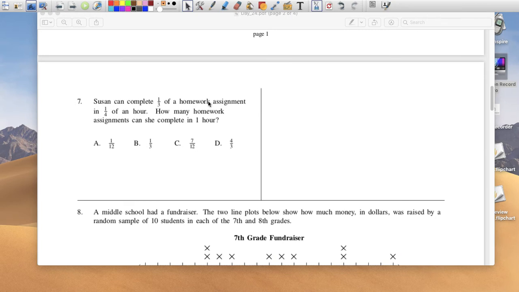Number seven. Susan can complete 1/3 of a homework assignment in 1/4 of an hour. So let me put 1/3 of homework in 1/4 of an hour. So how much of her homework can she finish in 1 hour?